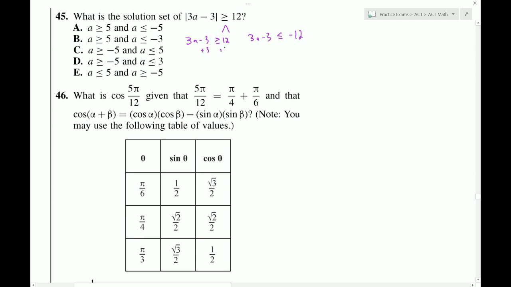Add 3. We get 3a greater than or equal to 15. Divide by 3, a greater than or equal to 5. Alright, so that's our first piece. Anything that doesn't have that can go. Right, this can stay.